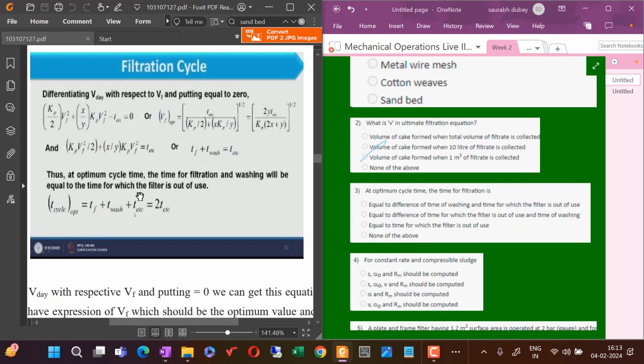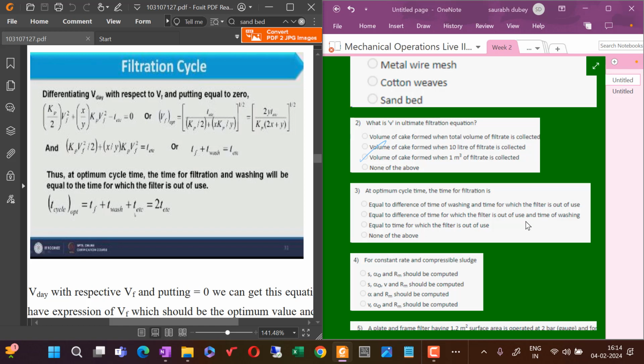And from here it has been concluded that at the optimum cycle time, the time for filtration and washing will be equal to the time for which the filter is out of use. So at the optimum cycle time, the time for the filtration is equal to the difference of the time for which the filter is out of use and the time of washing. So which of the following is the correct one?